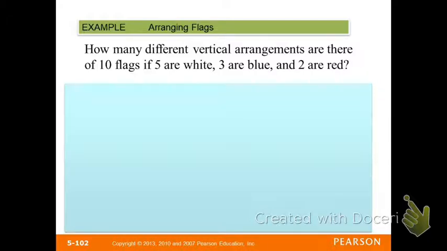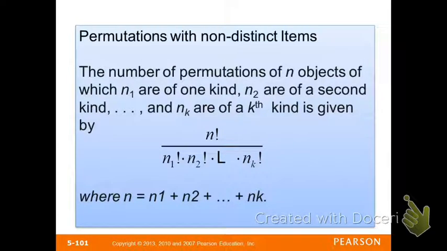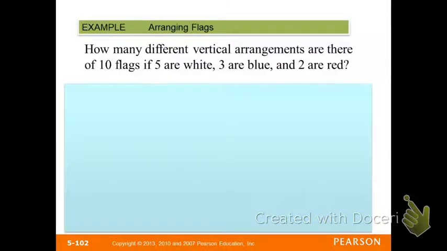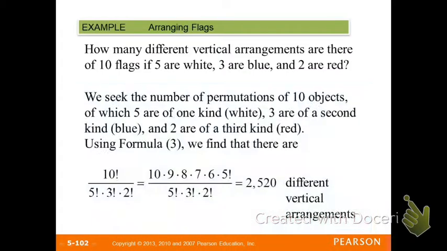So let's go back to the formula that we just looked at. It's n factorial over all the different types underneath it. In this case, we have 10 flags, so the number of different arrangements is n factorial, which is 10 factorial, over 5 factorial times 3 factorial times 2 factorial, where those are the different kinds of things that we're looking at. Okay, so you're going to have 10 times 9 times 8 times 7 times 6 times 5 factorial.